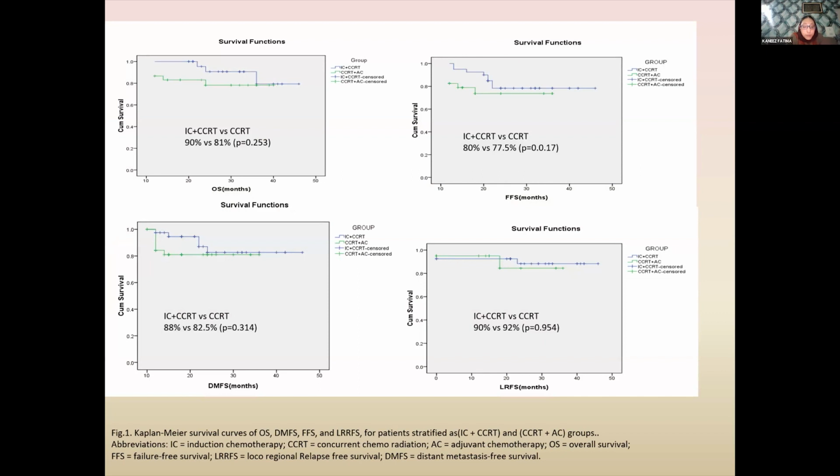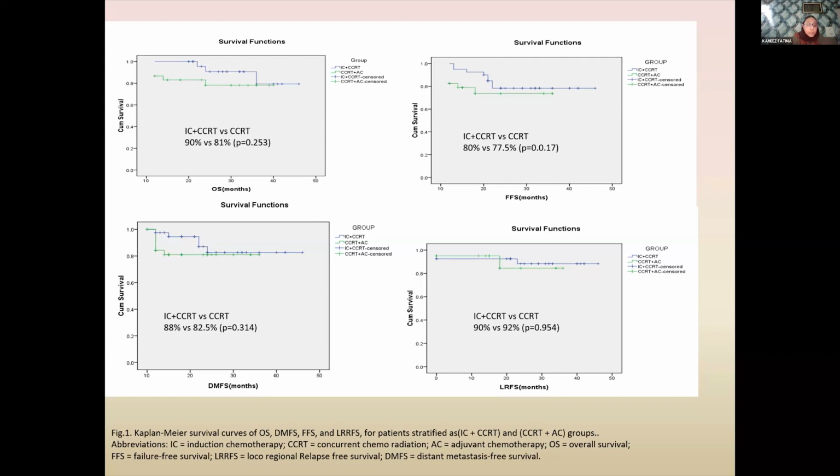Distant metastasis-free survival is better, 88% versus 82.5% in the induction chemotherapy group. Only the loco-regional relapse-free survival is better in the adjuvant chemotherapy group, that is 92% versus 90%. But this was not statistically significant.